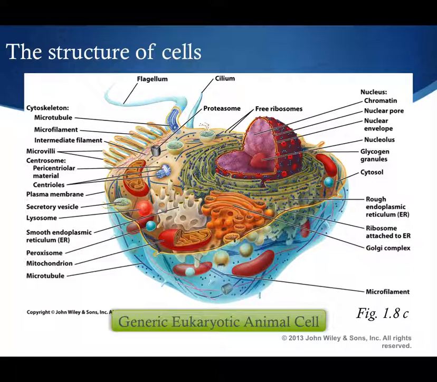This figure illustrates a generic eukaryotic animal cell. Animal cells do not have a cell wall, but do have a cell membrane made of a variety of lipids and proteins, intracellular membrane-bound organelles, including a nucleus, ribosomes, enzymes, nutrients, and a cytoskeleton.